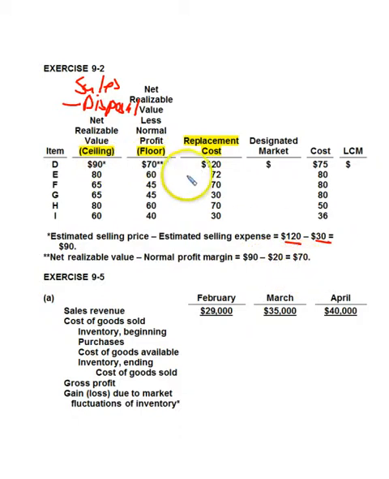So on this first one, to arrive at market value, I'm really comparing these three, 90, 70, and 120. So 120 cannot go above 90, and it can't go below 70. Well, it's above 90, so 90 is going to be considered our market value. By the way, it's not below 70, so 70 is not a factor. So our designated market value for this item is 90.